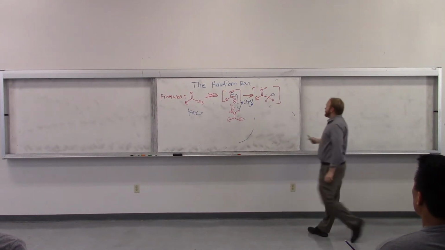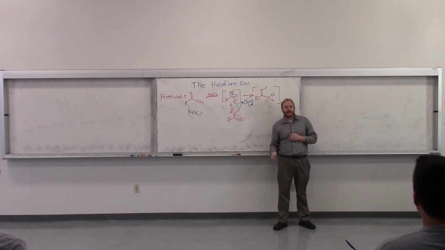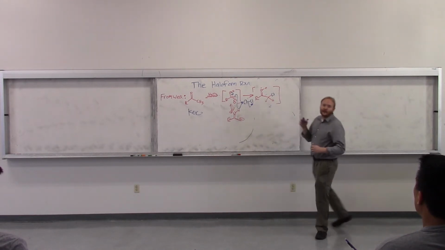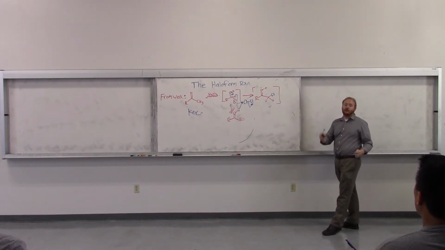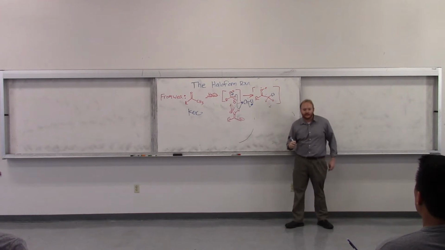If you throw in one equivalent of Cl2, it will stop at one. But if you throw in excess equivalents of Cl2, or more generally the diatomic halogens, X2, it will go as many times as it can. If there's two hydrogens, it will go twice. If there's three hydrogens in a methyl group, it will go all the way.